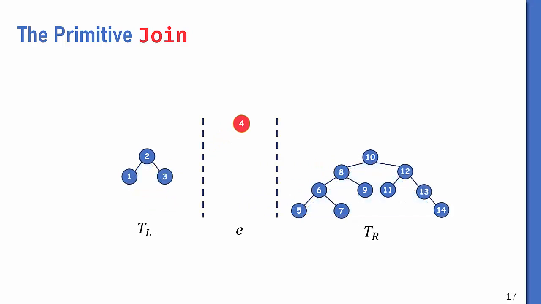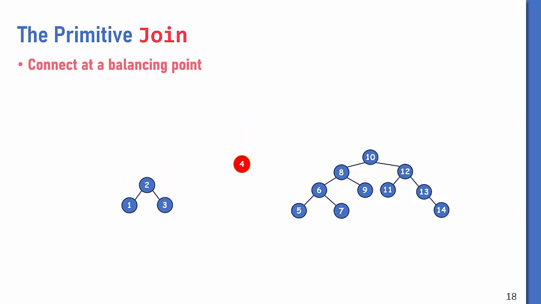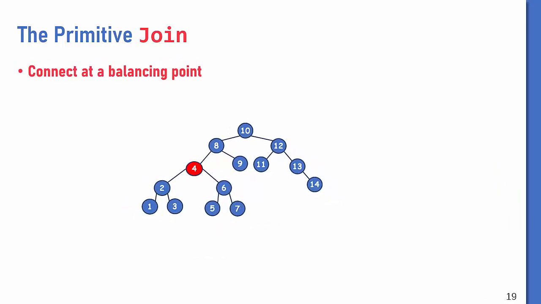So I'll also briefly describe the high-level idea of the join algorithm. Assume TL is smaller and TR is larger; the other case is symmetric. We'll first go through the left spine of TR until we find a node that is balanced with TL. Then we connect them using E and replace the original subtree.